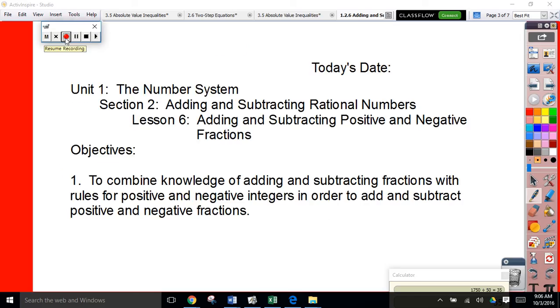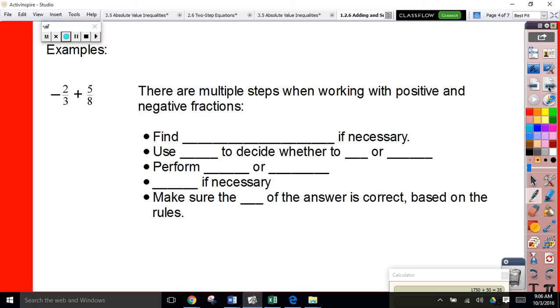Okay, so today's lesson we are going to be adding and subtracting positive and negative fractions. You already know how to add and subtract fractions. We've been working on that for a little while. And now we're going to combine that with the rules for positive and negative integers, just like we did with decimals, so that we can add and subtract positive and negative fractions. So there's no new material. We're just combining stuff that we've already done. So it's kind of new, but not all the way.